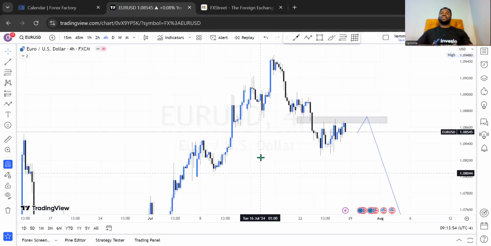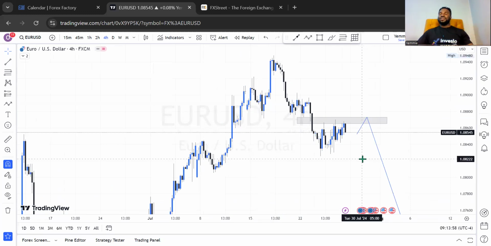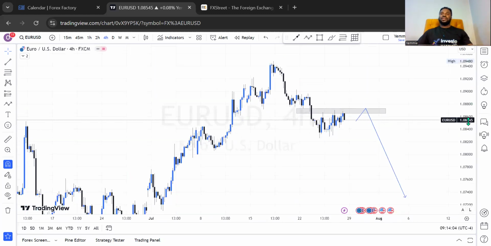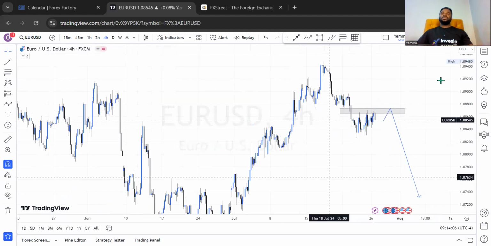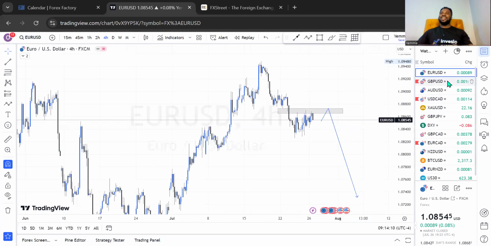And this is still looking like a head and shoulders pattern for the retail traders, and this makes a lot of sense when you look forward in this direction for Euro US dollar for this week we are going into. Don't forget to trade with proper risk management, regardless of how confident you are with this outlook.